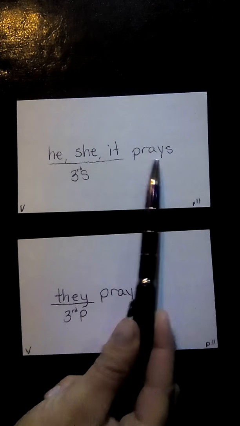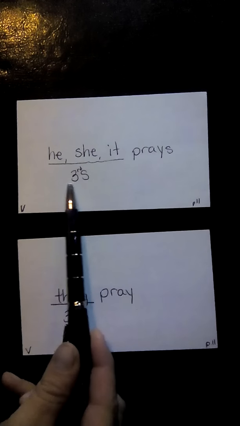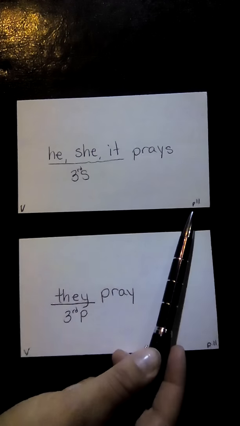Flipping them over, they translate to he, she, it praises, which is third person singular because of the single T, and they pray, third person plural because of the NT. We've marked a V at the bottom left-hand corner to identify these as verbs and referenced page 11 as where to find them.